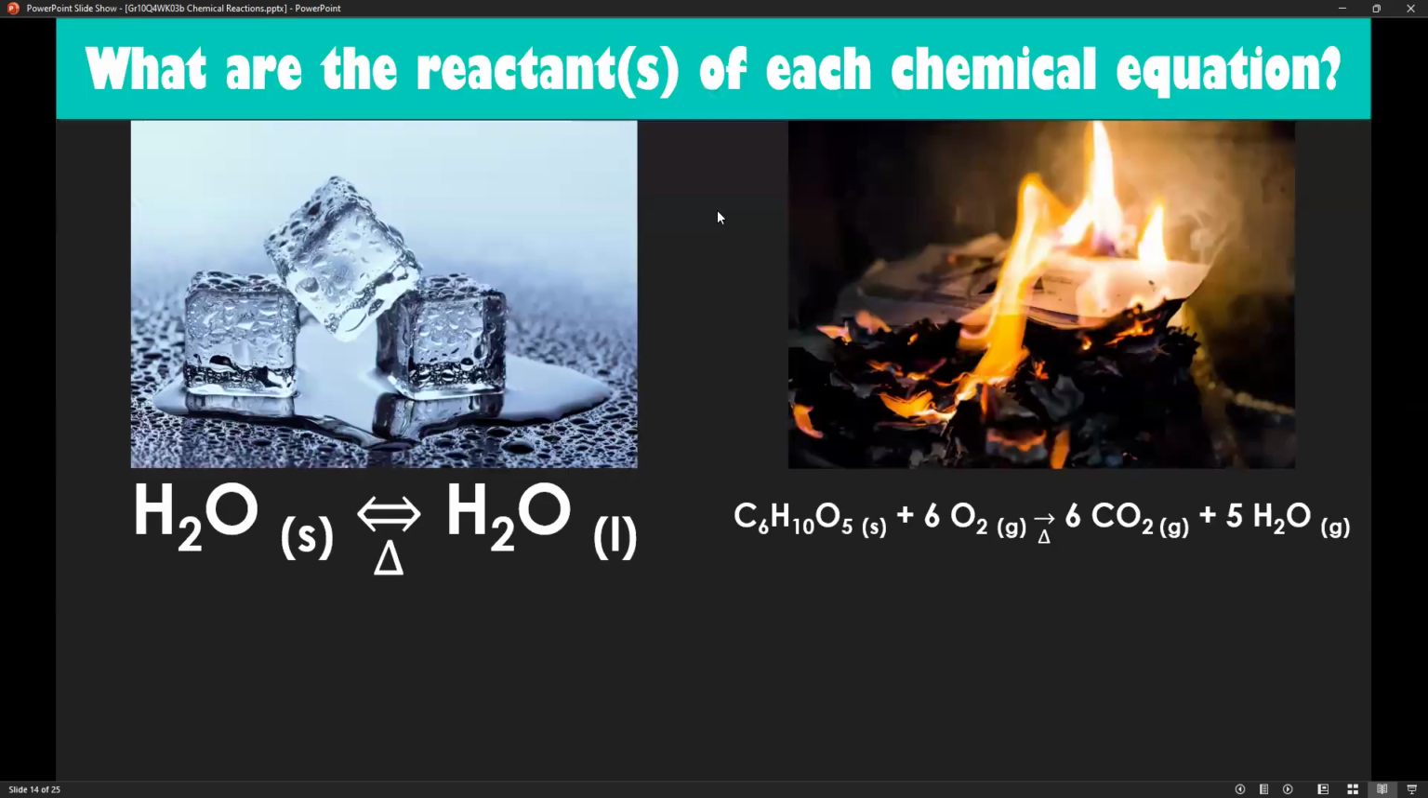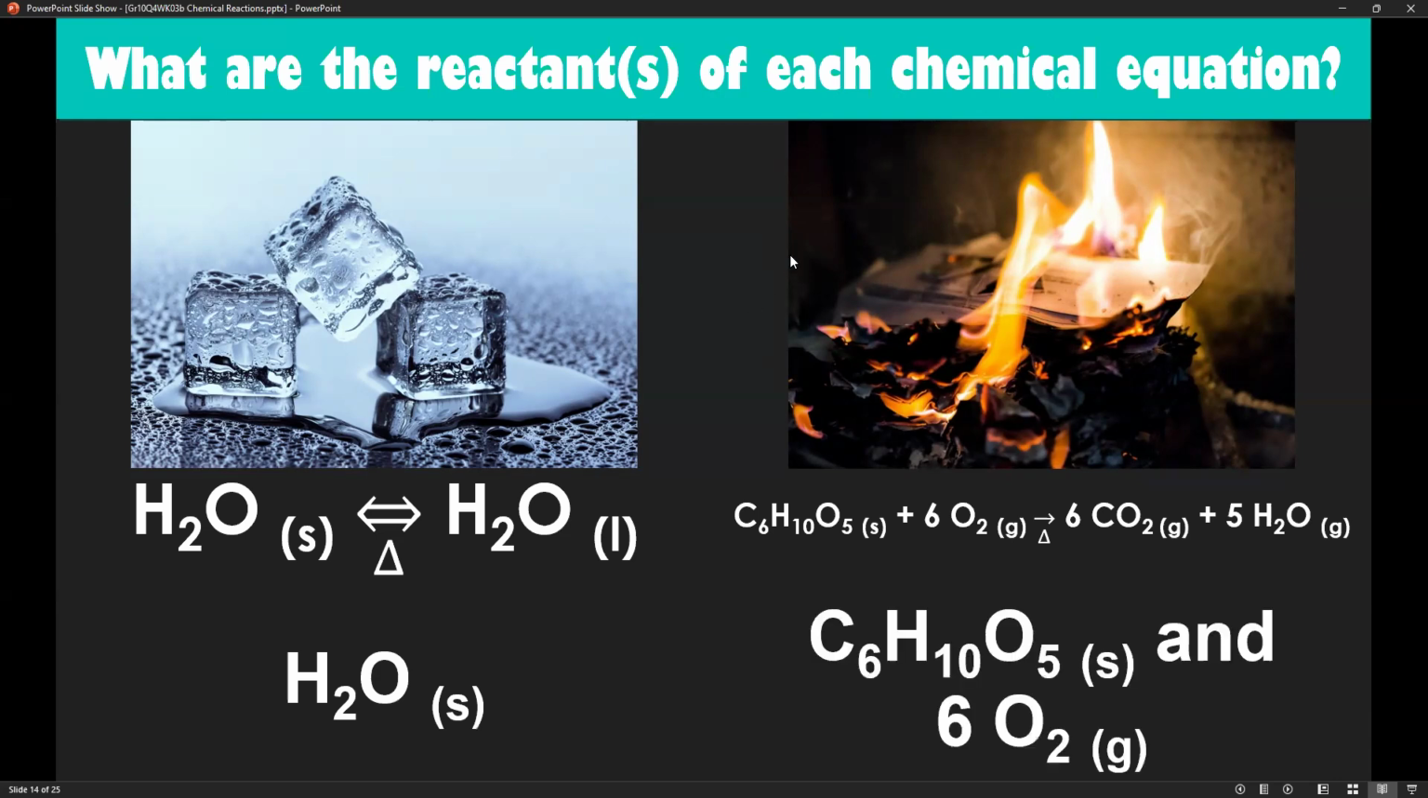Balik tayo sa ating dalawang examples kanina. What are the reactants in each chemical equation? In melting of water, our reactant is solid water. And for burning of paper, our reactants are C6H10O5 in solid form and 6O2 in gaseous form.